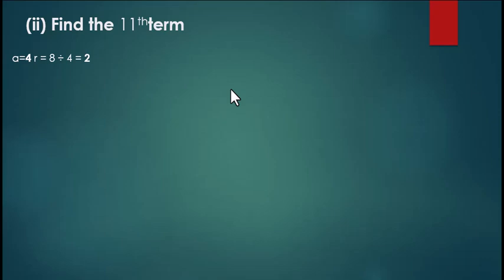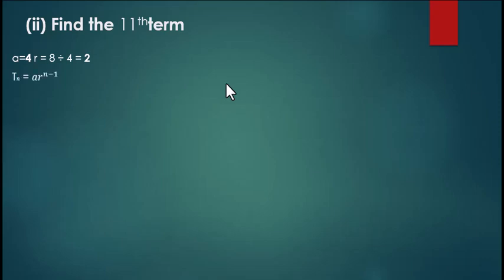Okay, move on to question B. We are told to find the 11th term. So how are we going to find the 11th term? We have our formula. First we need to identify what we have. We have our A in our first question as 4, and our R. To find R we divide the second term by the first term to get our common ratio. So our R is our common ratio.